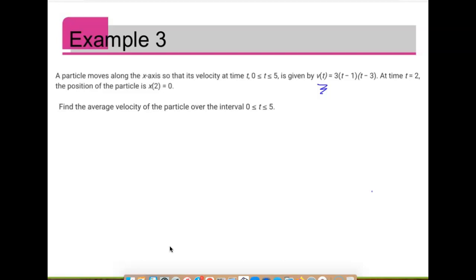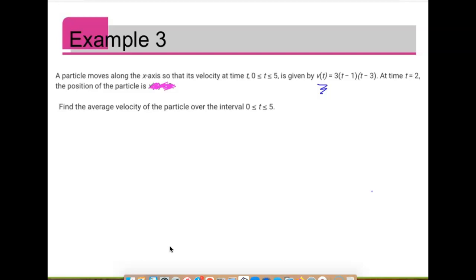Find the average velocity of the particle over the interval 0 to 5. This is actually superfluous information for this part of the problem. I just pulled this from an FRQ. We don't need that the position at time 2 is 0 here. We would only need that if we're trying to find the total distance it traveled.